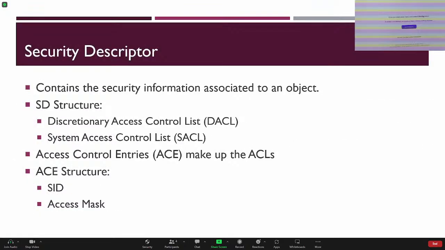The security descriptor contains the security information of an object. It mainly has two lists, the discretionary and system access control lists. Each list has access control entries, which hold a user or group security identifier, and an access mask, which holds the associated access rights of that user or group.